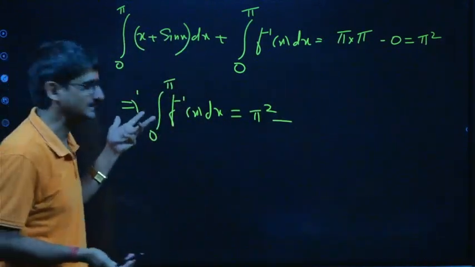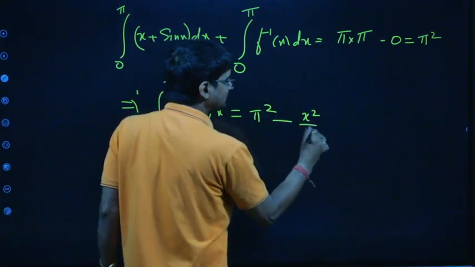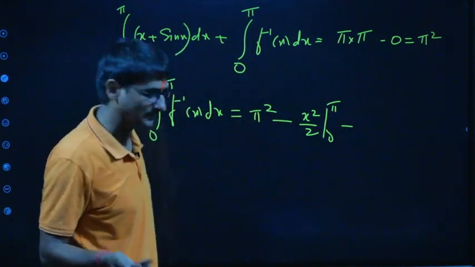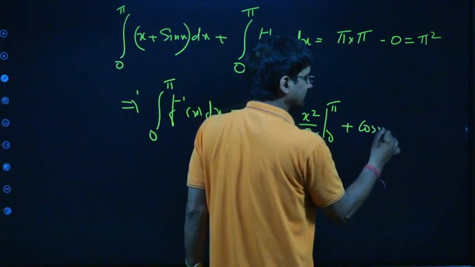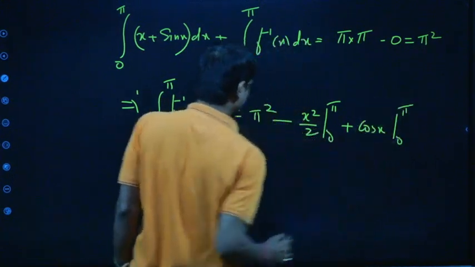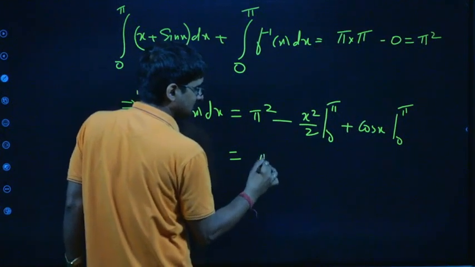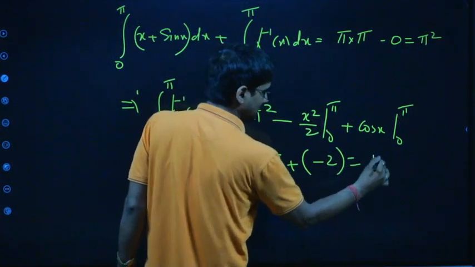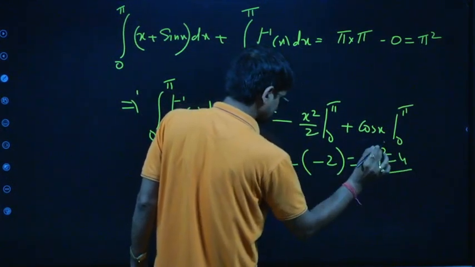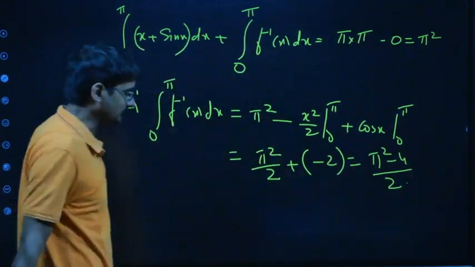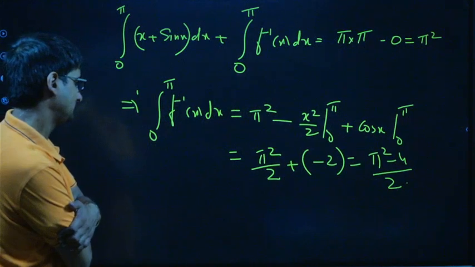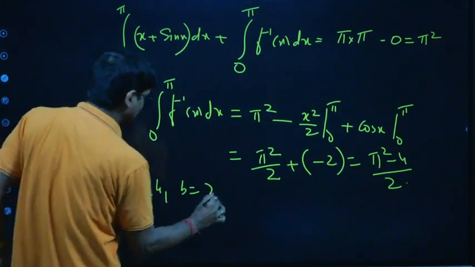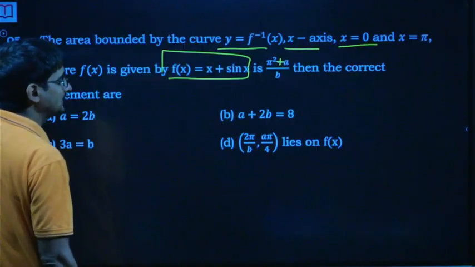Now we can all easily solve it: it's x square by 2 from 0 to pi, and then minus the integral of sin x, which is minus cos x, so it's plus cos x from 0 to pi. So this is nothing but pi square by 2 plus pi square minus 4 by 2. Okay, fair enough. So that means A is 4, B is 2. So I think the question was correct, so that day my calculation would have been wrong.